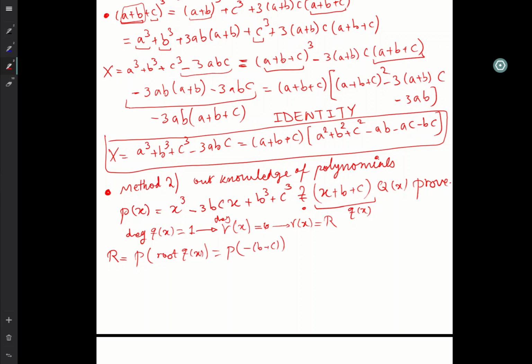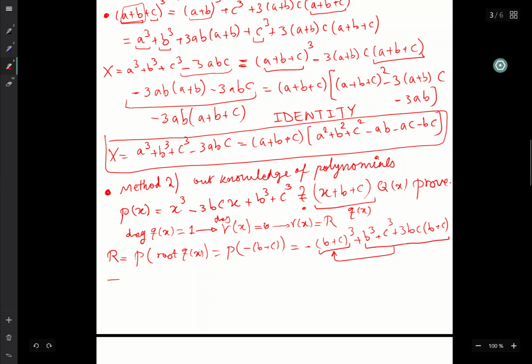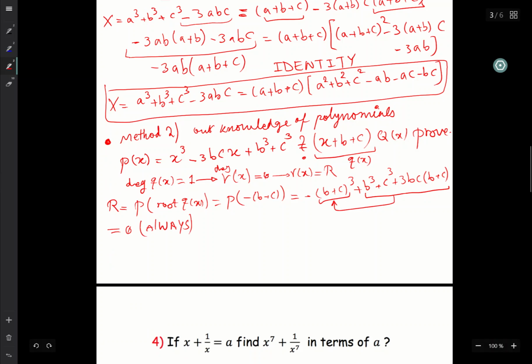So all I have to do is evaluate p(x) at minus (b + c), which becomes minus (b + c) cubed plus b cubed plus c cubed plus 3bc(b + c), right? And this is exactly the definition of (b + c) cubed. So this is definitely always 0, right? And this means that the remainder of p(x) over x plus b plus c is 0.